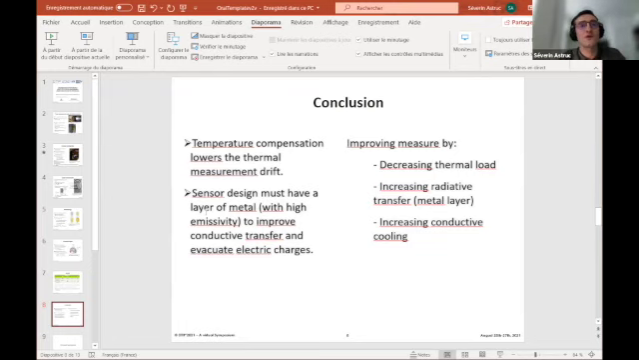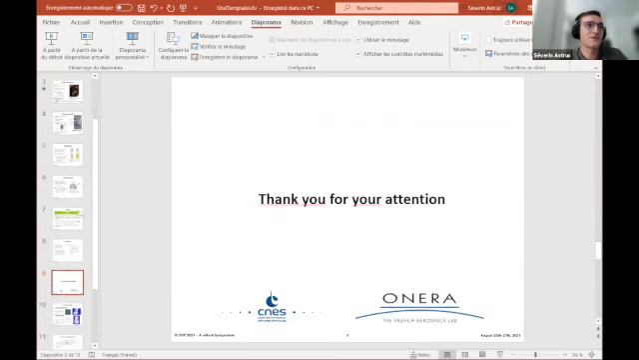To improve the measure, again, we can decrease the thermal load, so increase the distance between the thruster and the sensor, or increase the radiative transfer, so change the gold to another metal with better emissivity. Or the last thing is to increase conductive cooling, which would require changing the whole design of the sensor. Thanks for your attention. Thank you very much, Severin, for your presentation.